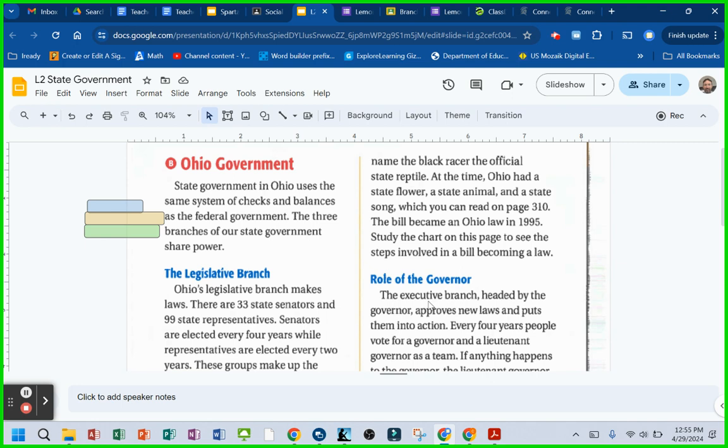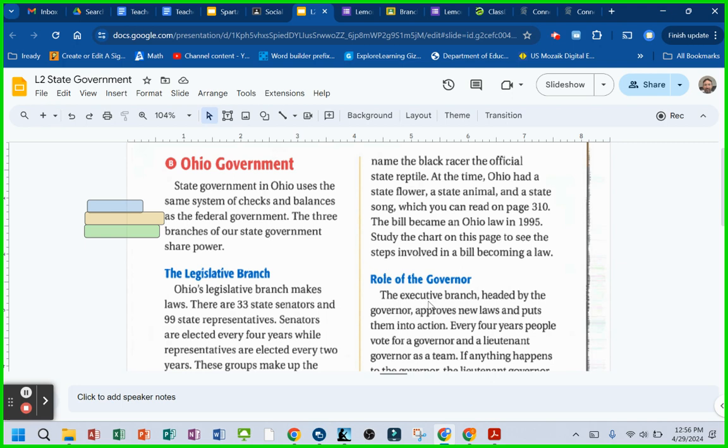What two checks would come into play? How many branches of government are there? What are they again? Give it to me nice and loud. Executive, judicial, and legislative.